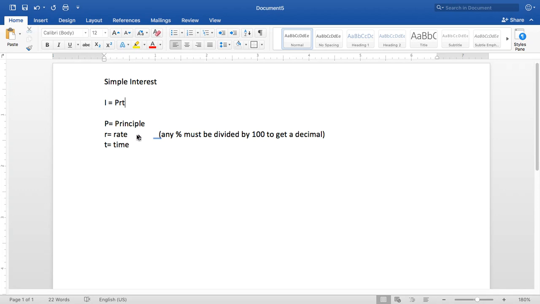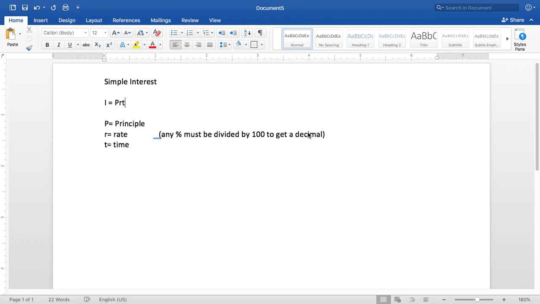One thing to keep in mind when you're working with the rate, if you have a percentage, we're going to have to do something to it. Any percentage must be divided by 100 to make it a decimal. We cannot have a percent associated with the number. If we do, we're going to get the wrong answer. So here's what we do.